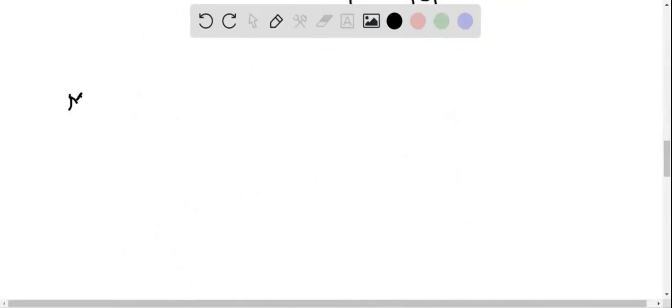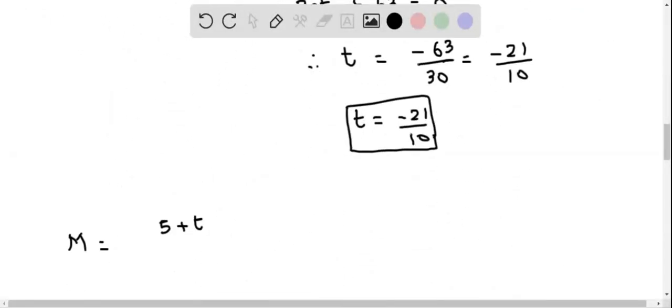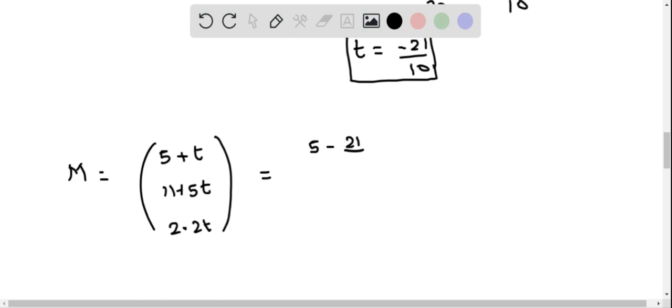I copy the point M, and M equals (5 plus t, 11 plus 5t, and then 2 minus 2t). Now let me substitute the value of t equal to negative 21 by 10. So therefore this becomes 5 minus 21 by 10, and then 11 plus 5 times negative 21 by 10, and then 2 minus 2 times t, which is negative 21 by 10.